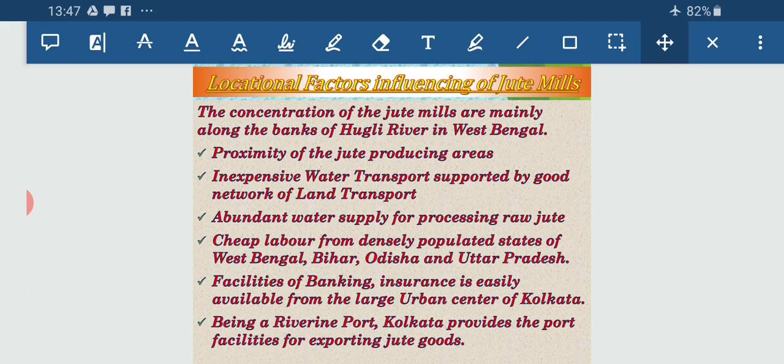Now Kolkata is one of the most important urban centers, and from there they get the facilities of banking and insurance. And lastly, Kolkata is a riverine port, that means a port that has been developed over a river. Being a riverine port, it gives the facilities for exporting the jute goods. So these are the locational factors for the growing of the jute mills near the Hooghly Basin.